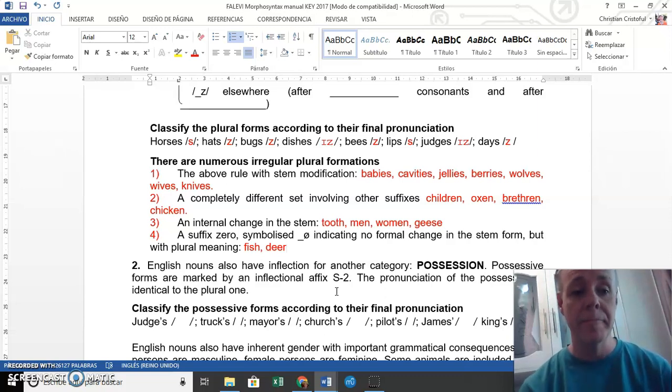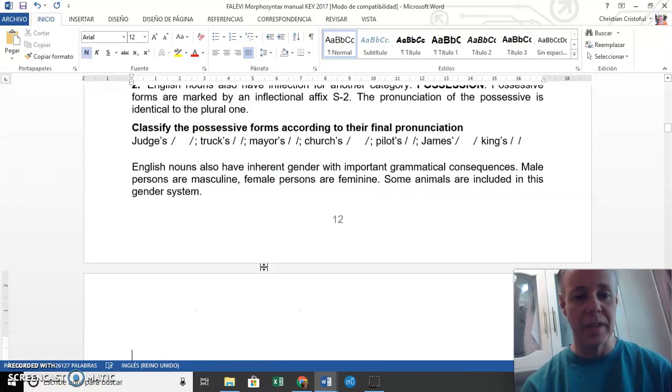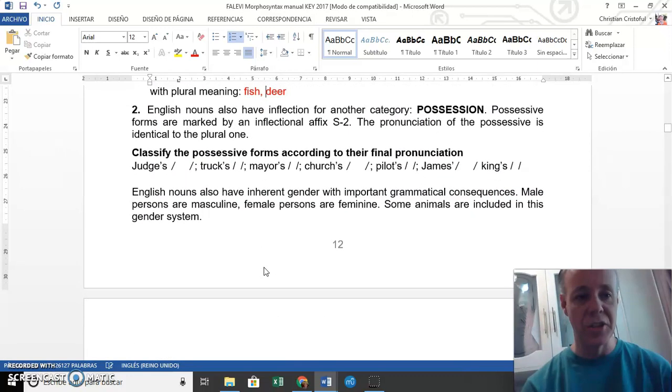Okay, clear? So, nouns in English. We're studying nouns in English. We saw that plurals of nouns have three different pronunciations, and plurals have different irregular formations as well. Now we're going to look at possession. Okay, this is a different category, possession. English nouns also have inflection for another category, which is possession.